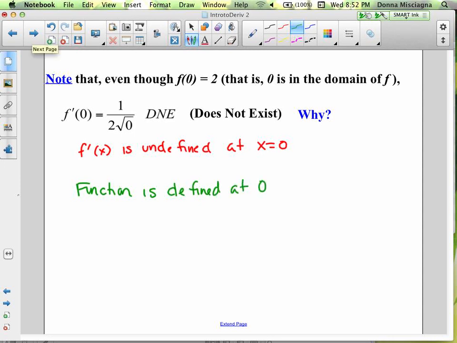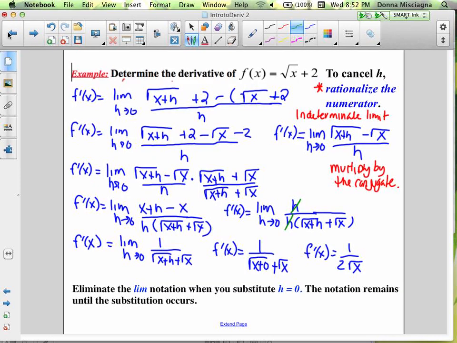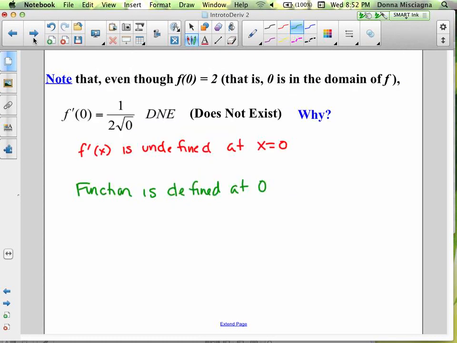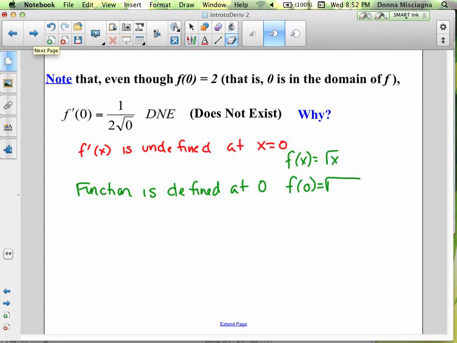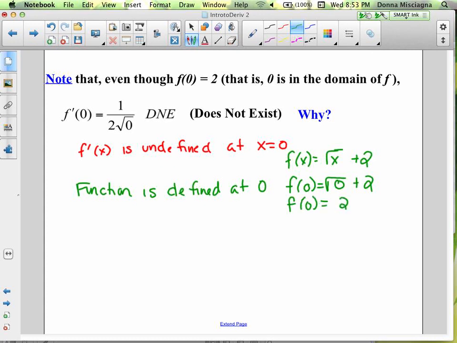Because the function was, let's go back to the original equation. The function was just the square root of x plus 2. So f of x is the square root of x, and the 2 was not under the radical. Square root of x plus 2. And then if we plug in, we have the square root of 0 plus 2, and that's just 2. So that function is defined at 0. There's no problem at all. 0 is part of that function.